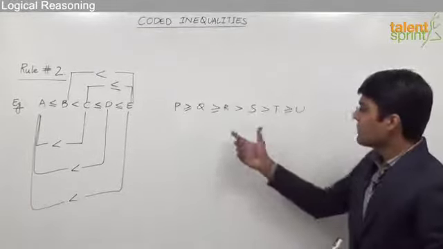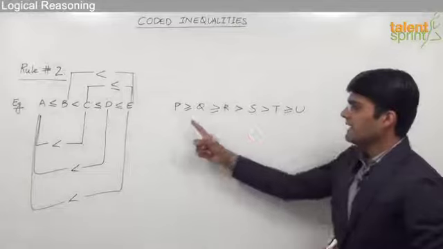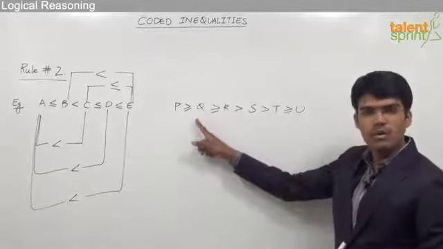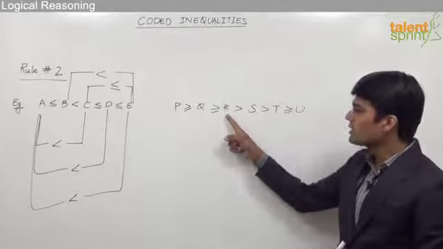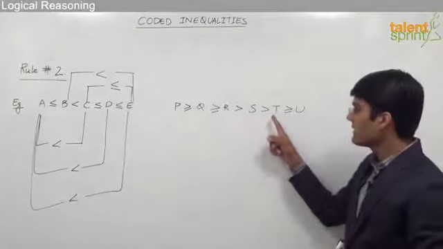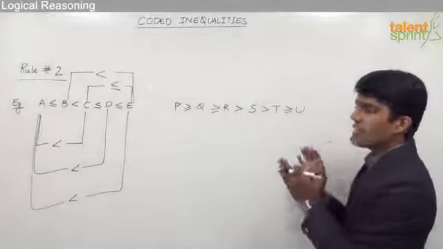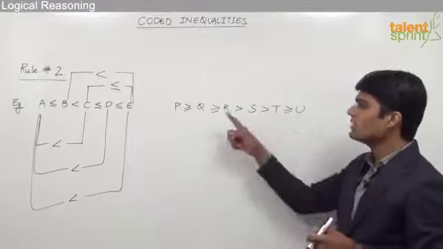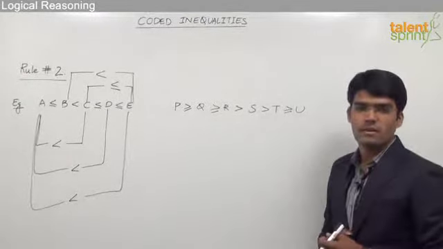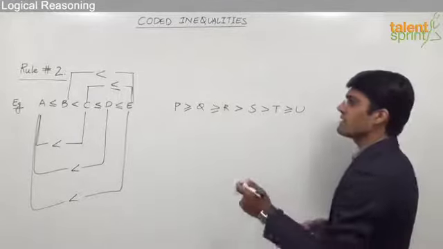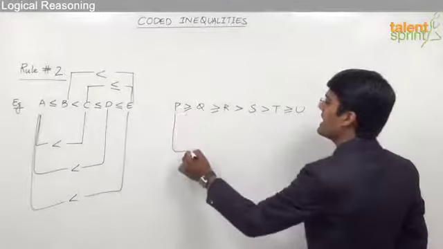So the second example here is as shown. We can see that P is greater than or equal to Q, greater than or equal to R, greater than S, greater than T, greater than or equal to U. Again, the same rule is applicable when we are comparing two distant variables in this sort of an inequation. Let us try to understand the relationship between P and S.